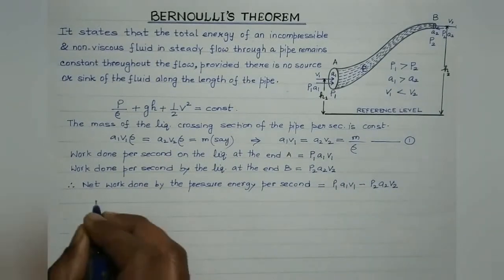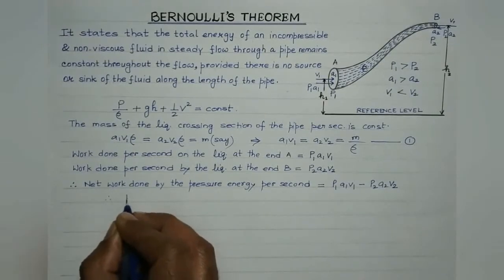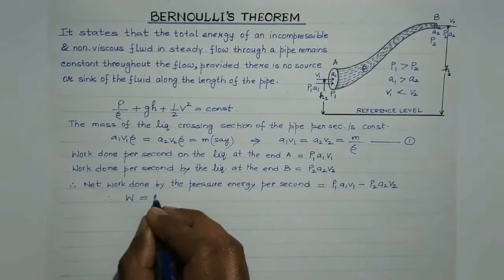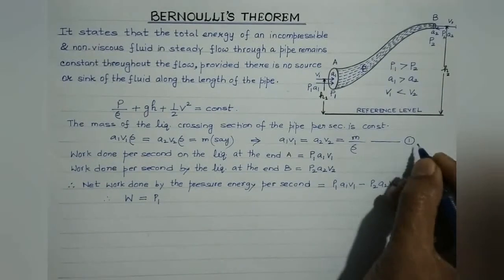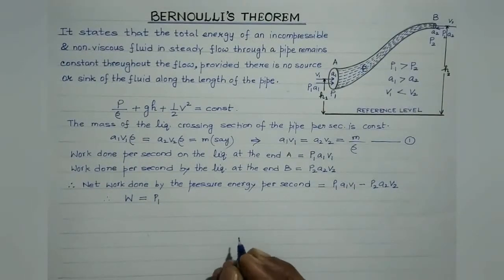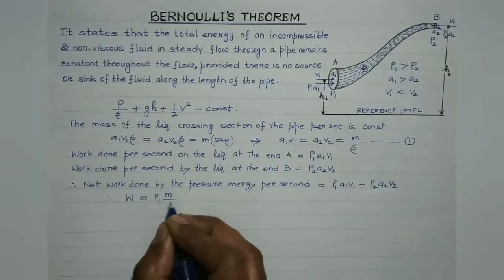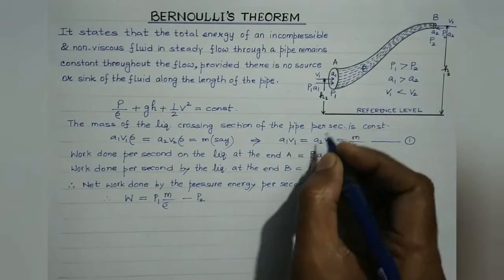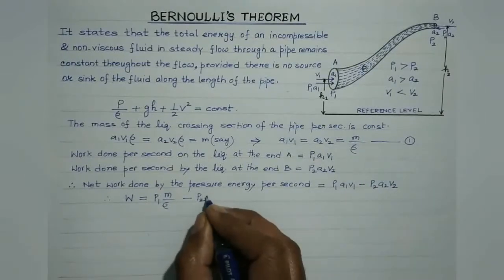So therefore, students, the net work done may be written as P1 A1 V1, which from equation 1 can be written as m by rho, minus P2 A2 V2, which from equation 1 is also m by rho.